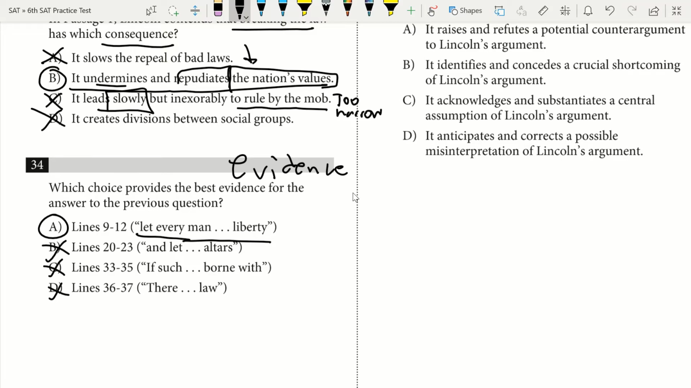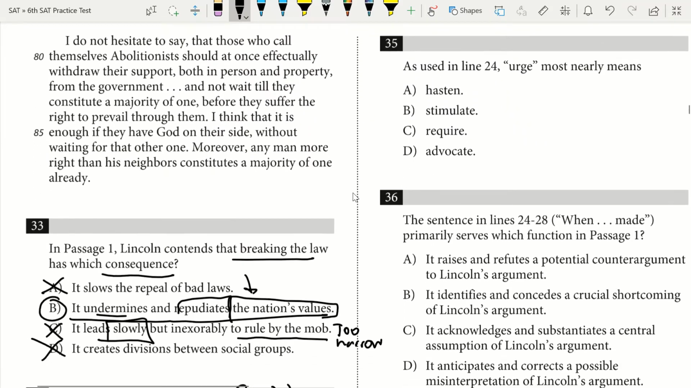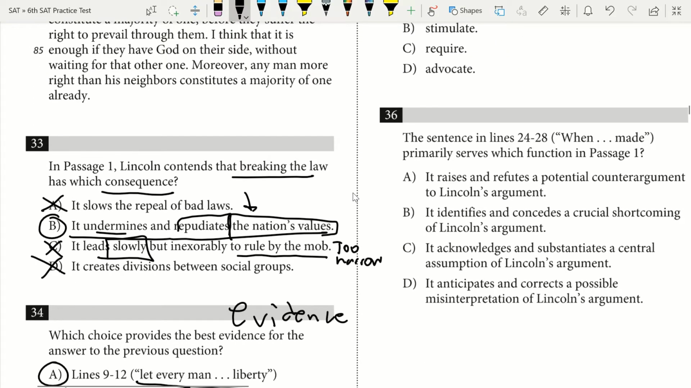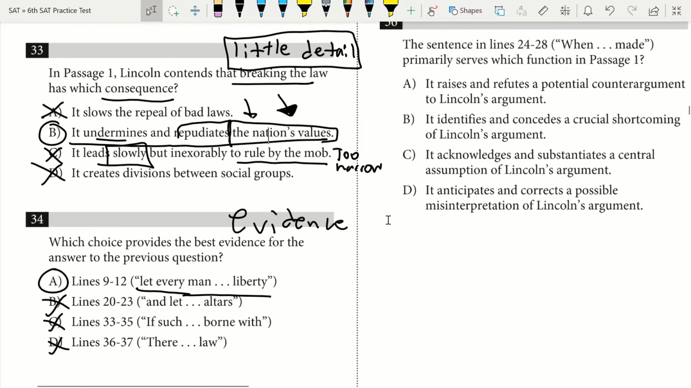I forgot to do question types on these. I'll go through and do those. 33, in passage 1, Lincoln contends breaking the law has which consequence? I'd say this one's tough. It's a little bit of a little detail question. You could also kind of answer it if you knew the big picture, but really it was looking at that little detail in the beginning when he talks about it being trampling on your children's liberty and talking about the founding fathers. I'd say that's really a little detail question, asking you to remember that part. So that one's kind of reading comprehension, remembering that detail there.